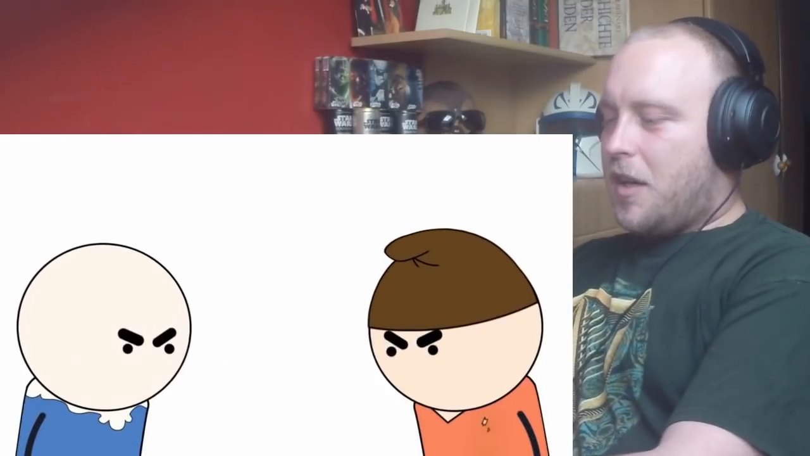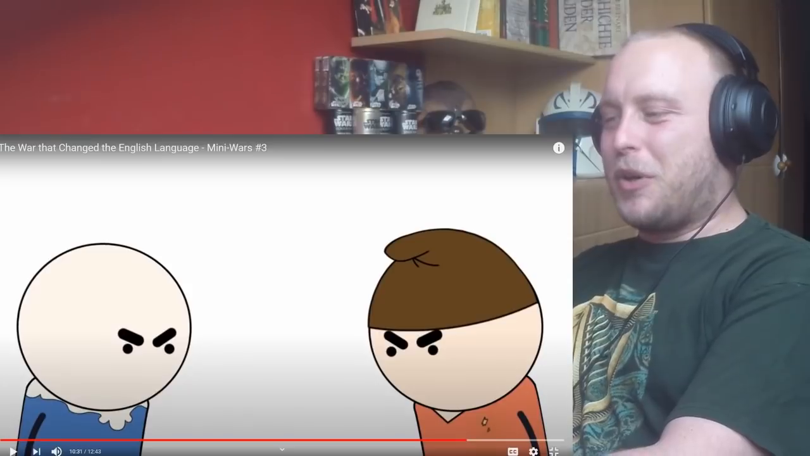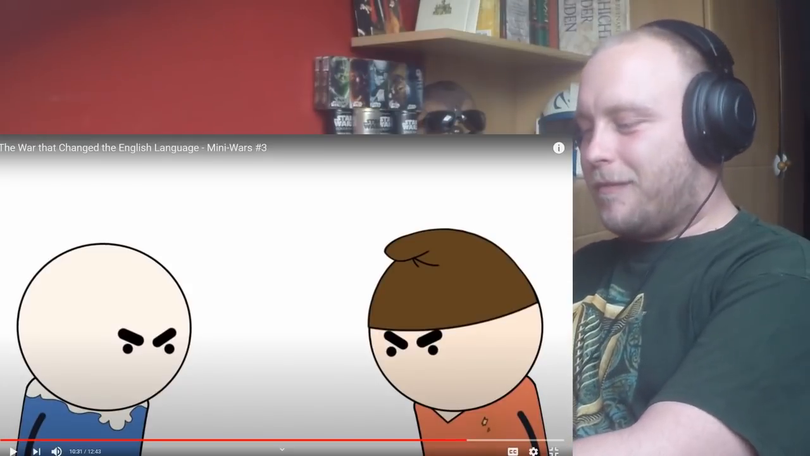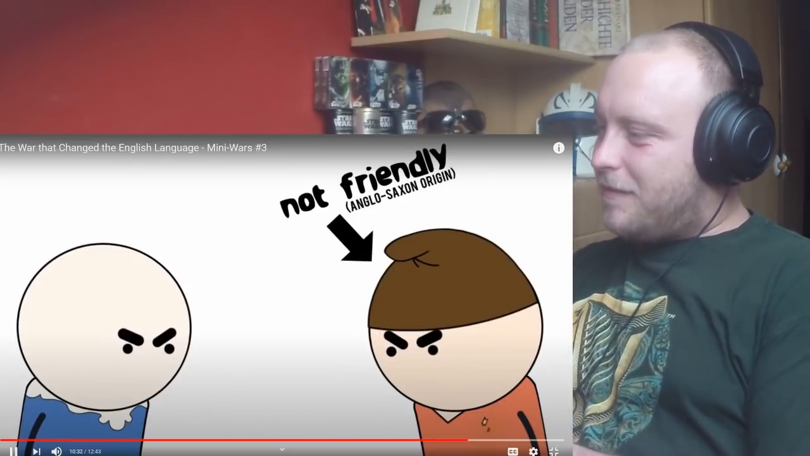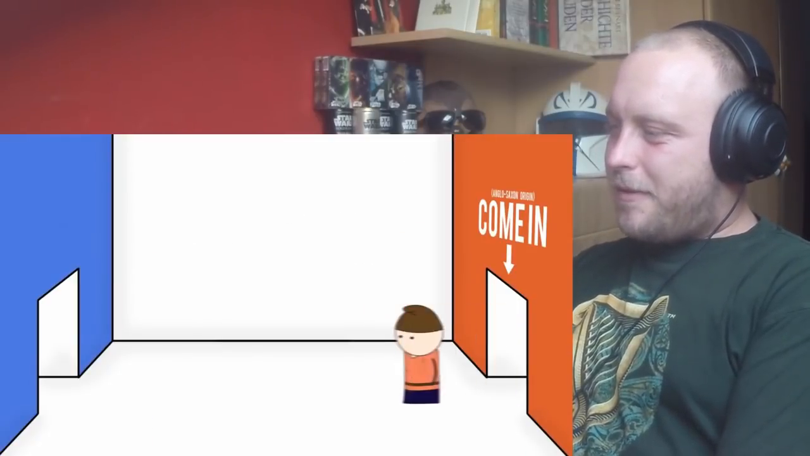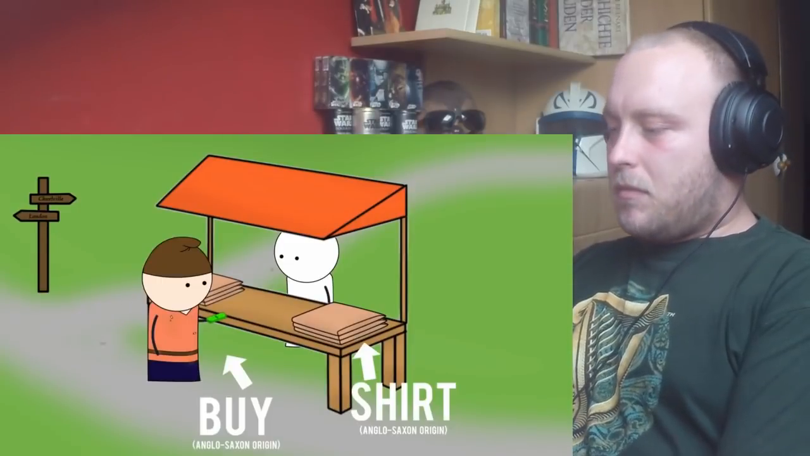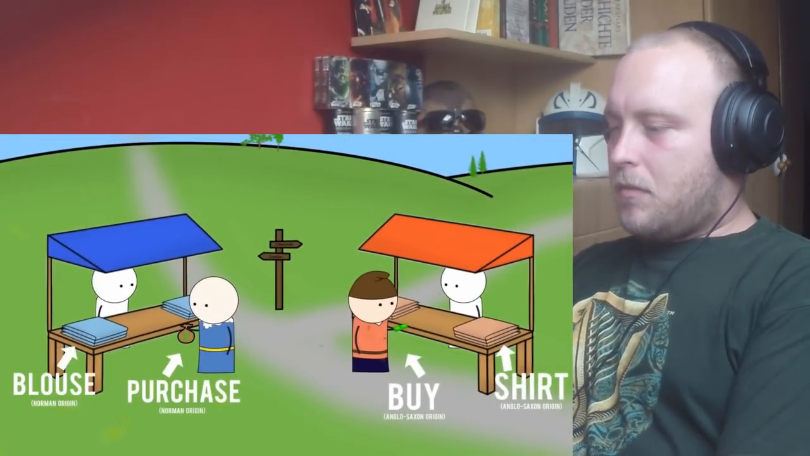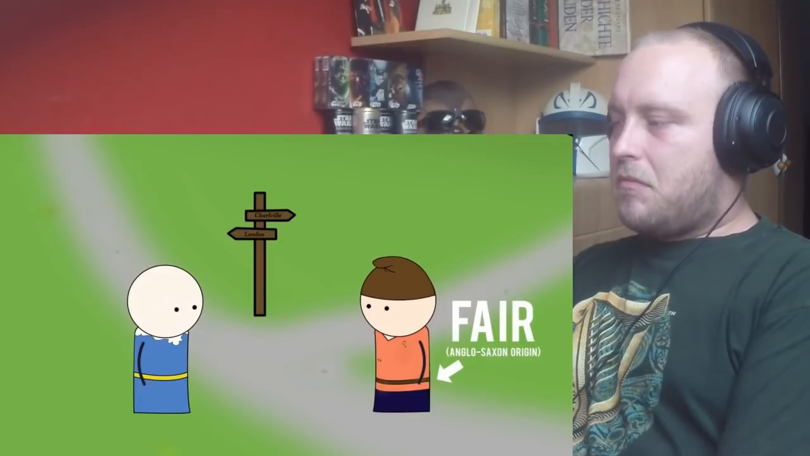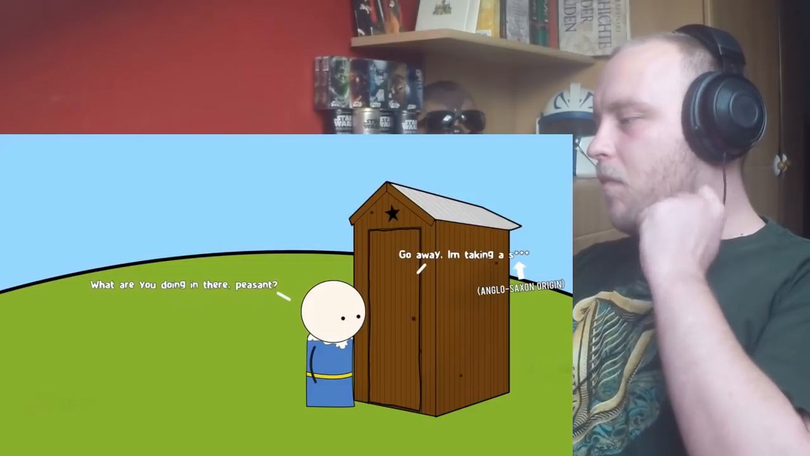At first, the native English-speaking Anglo-Saxons probably weren't that friendly to the Normans, while the Normans likely weren't that amiable towards the Anglo-Saxons. An Anglo-Saxon might come into a room, but a Norman would enter into a chamber. An Anglo-Saxon might buy themselves a shirt, while a Norman would purchase a blouse. And while that filthy peasant's new shirt may be fair, the Norman blouse is absolutely beautiful. The Normans actually considered some Anglo-Saxon words so crude that I can't even say them on YouTube.